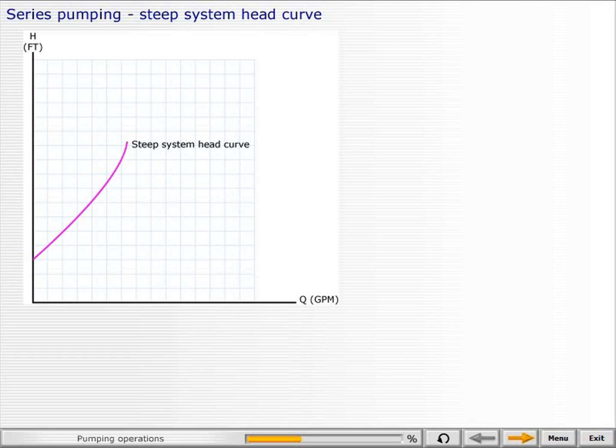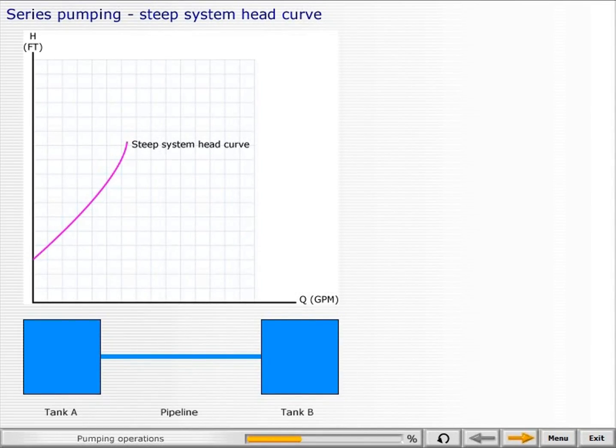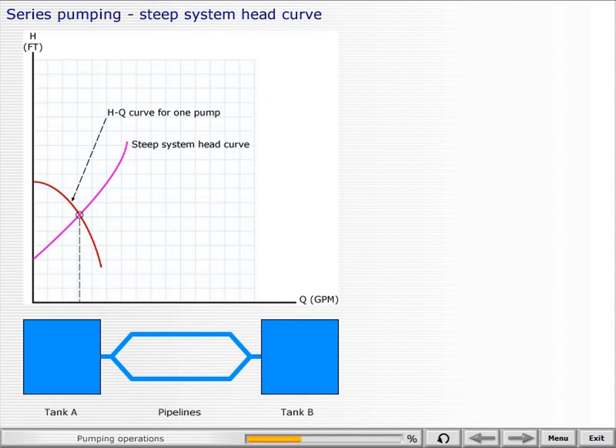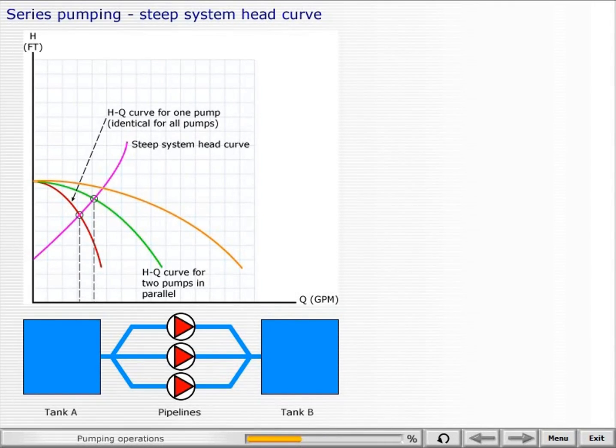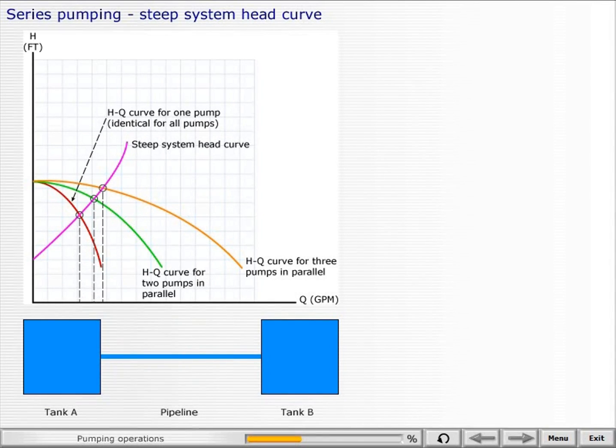For the purposes of this lesson, you must create a pump curve chart for identical pumps used in a system with a steep system head curve. Let's start by adding a head-to-flow curve for one pump to the chart. Let's add a head-to-flow curve for two identical pumps in parallel. Let's add the head-to-flow curve for three identical pumps in parallel. Let's add the head-to-flow curve for two pumps in series.